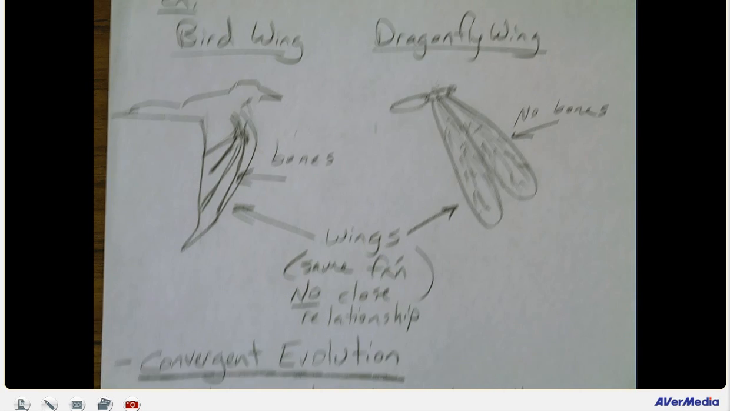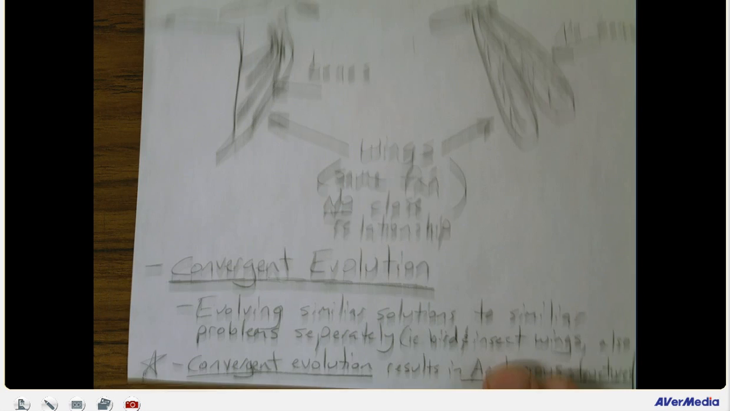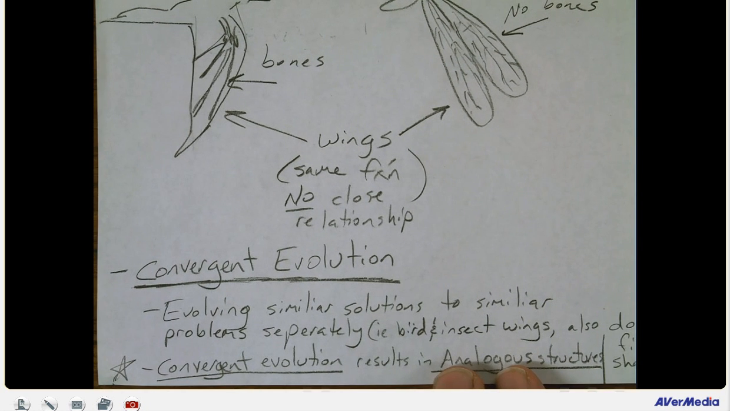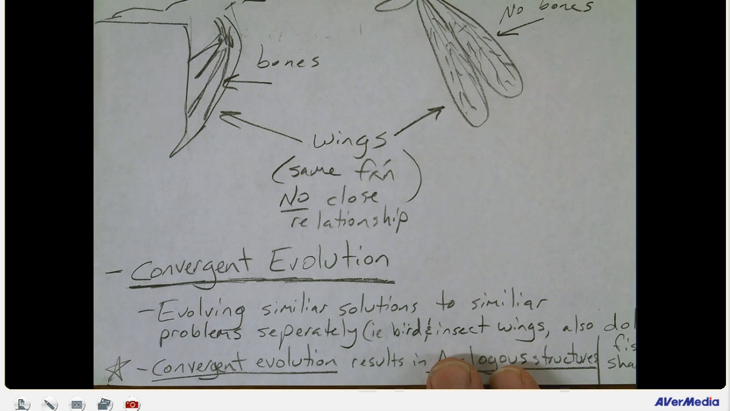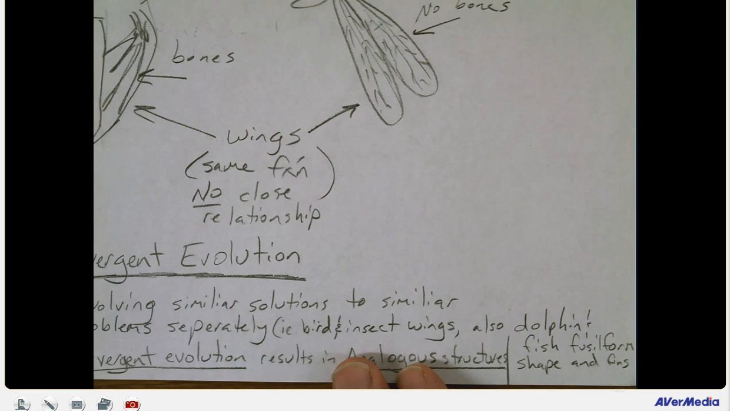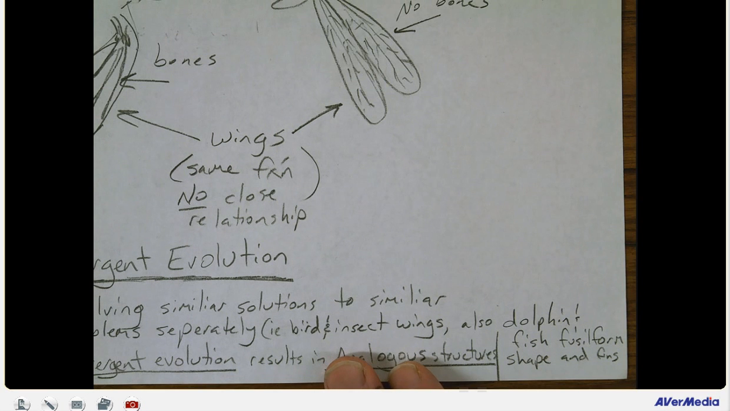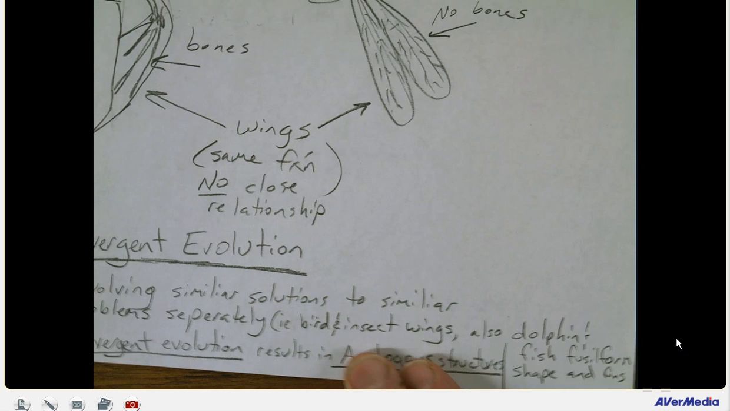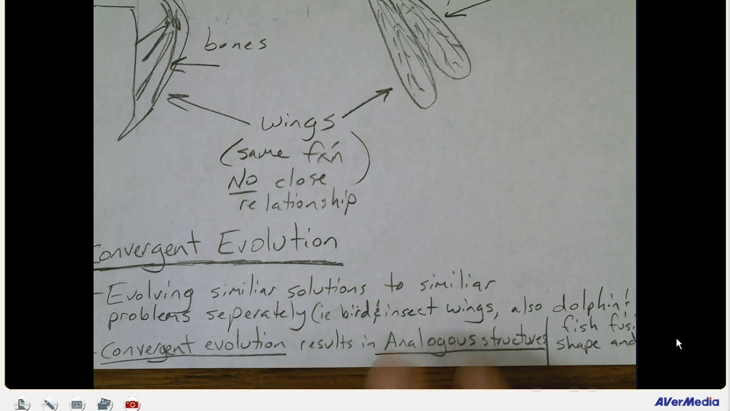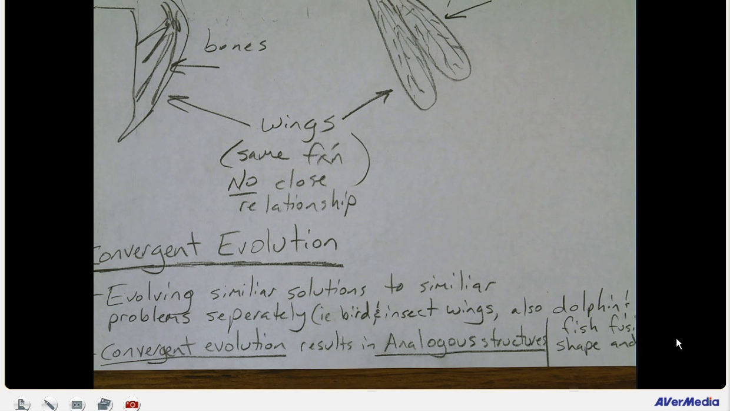And then we talked a little bit about convergent evolution. Pause if you need to at any time to get your notes. In convergent evolution, organisms evolve similar solutions to similar problems separately. For example, bird wings and insect wings, also the dolphin and fish fusiform shape, that streamlined shape, and their fins. Convergent evolution results in analogous structures. Pause at this time if you need more time to take these notes.